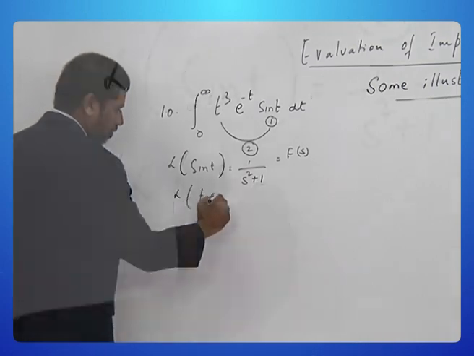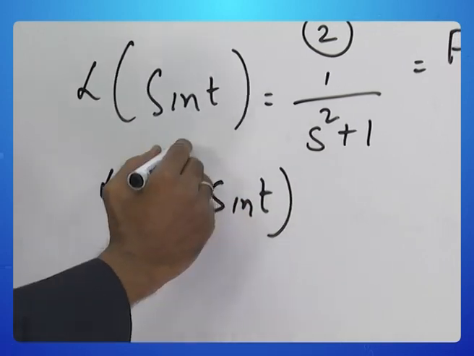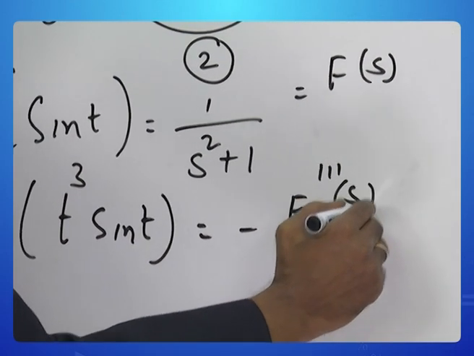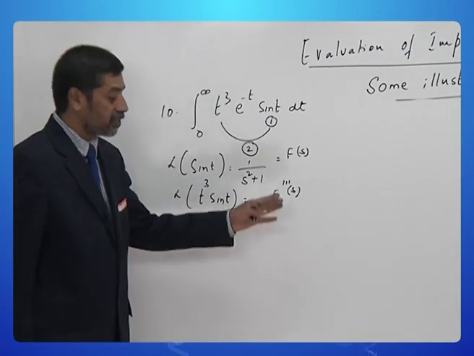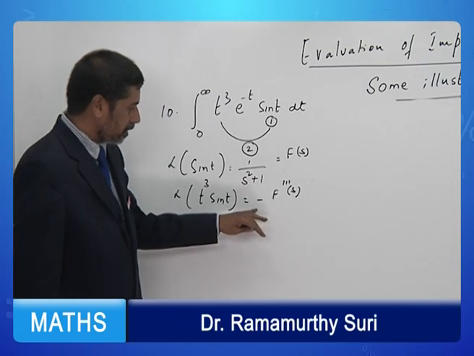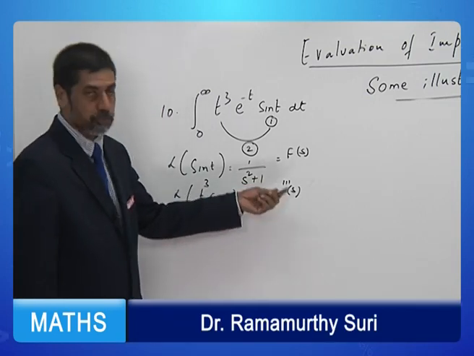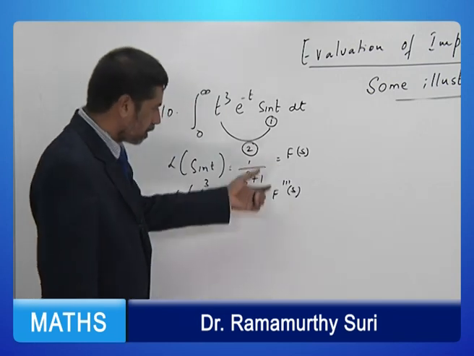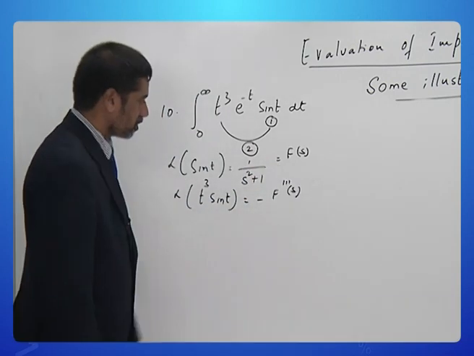Laplace of t cube sin t is minus f triple dashes. So we need to differentiate this function 3 times with a minus sign and then finally make a substitution for s so that we get the final output. So let me show the detailed differentiation of this function.